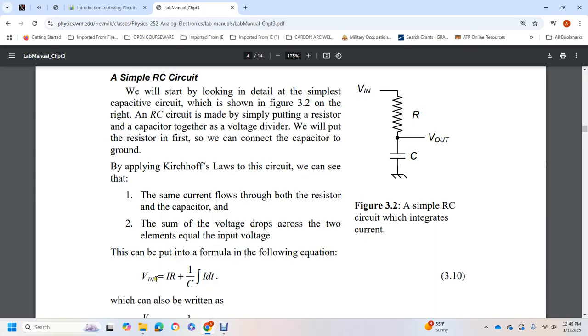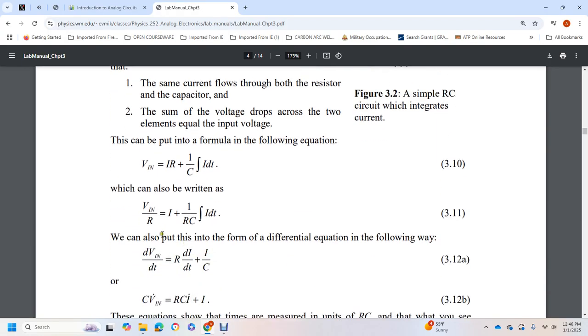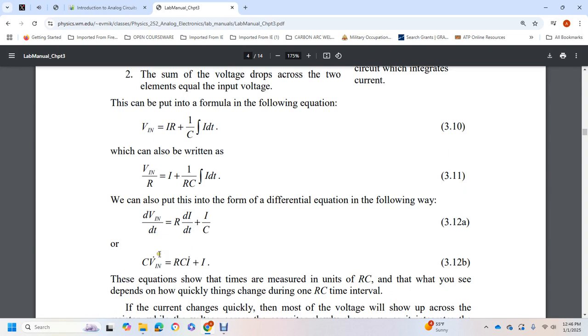This can be written in the form of the following equation: the input voltage equals I times the resistance plus one over C times the integral of I dt. We can also write it as a differential equation: dVin/dt equals R times dI/dt plus I over C. Equivalently, Vin equals RC dVc/dt plus Vc.